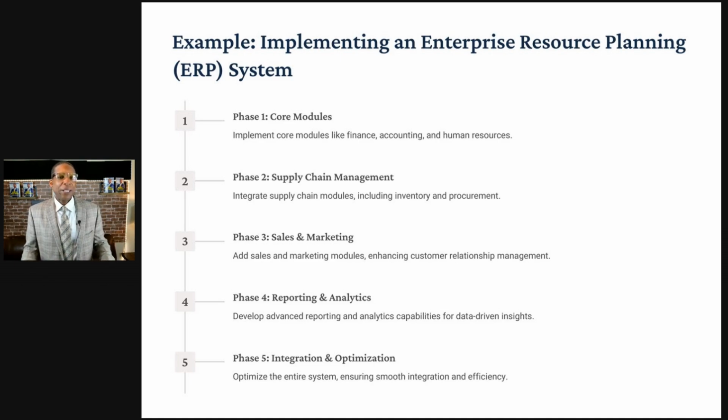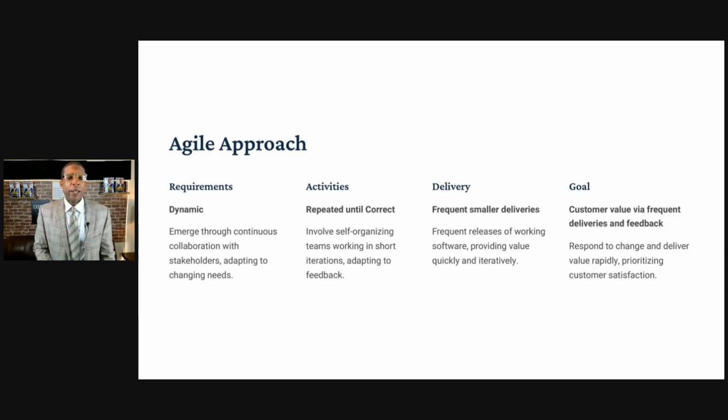Phase 2 is supply chain management. This is when we integrate supply chain modules, including inventory and procurement. Phase 3 is sales and marketing. We add sales and marketing modules, enhancing our customer relationship management. Phase 4 is reporting and analytics. This is when we develop advanced reporting and analytic capabilities for data-driven insights. And then the final phase will be integration and optimization. This is where we optimize the entire system, ensuring smooth integration and efficiency.